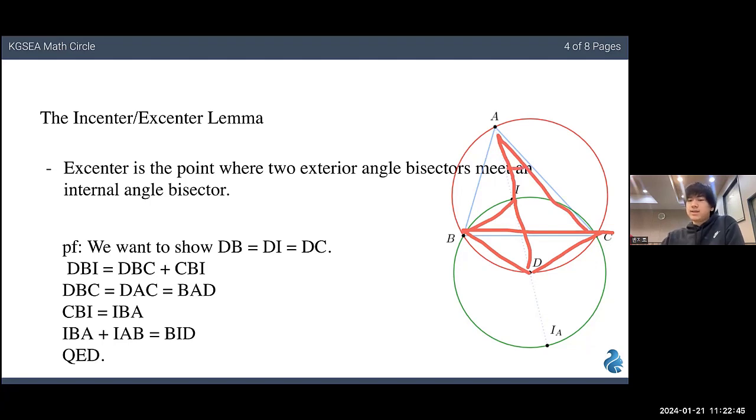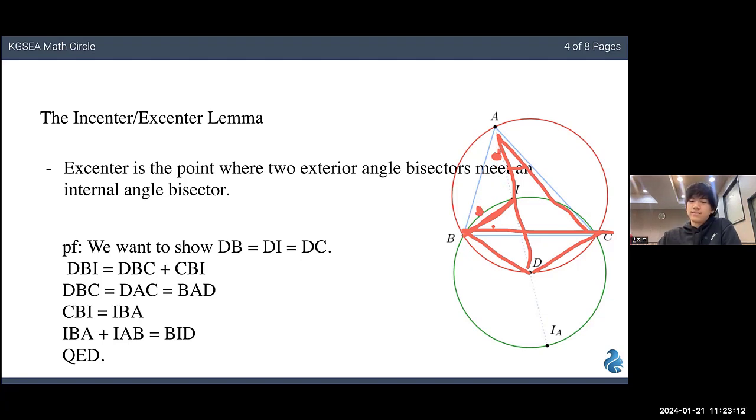And because this is the incenter, this angle and this angle are going to be the same. So IBC is going to be the same as ABI. And for the same reason, DAC is going to be the same as BAD. So we have that DBI is the same as these two angles together.